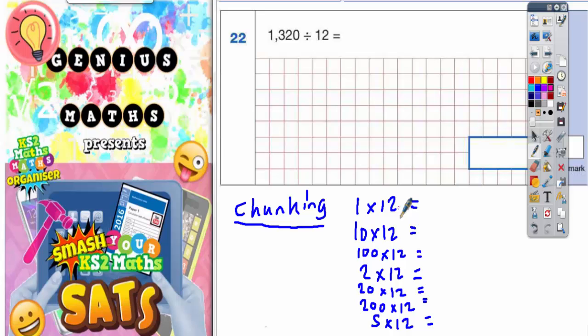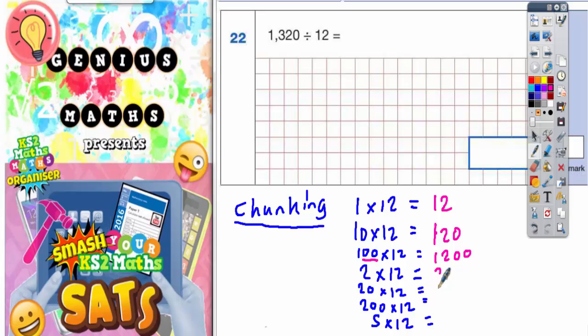Now you've got to remember that the chunking method does take 3 or 4 minutes. So you can't get too hasty about it, you can't rush it, you've just got to take your time, and as long as you get the right answer, it's time well spent. So 1 times 12 is 12, 10 12s are the same as 1 12 but with a 0 on the end, so that'd be 120. 100 12s are the same as 1 lot of 12 but with 2 zeros on the end, so it's going to be 1200.